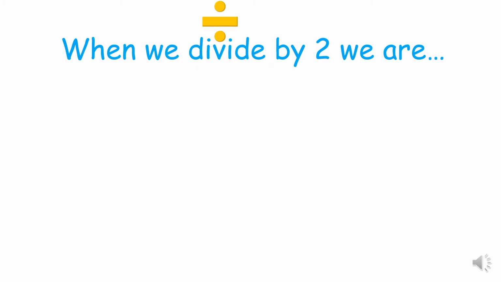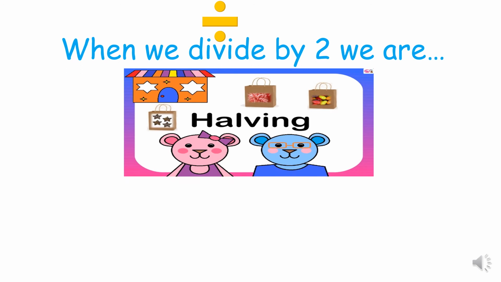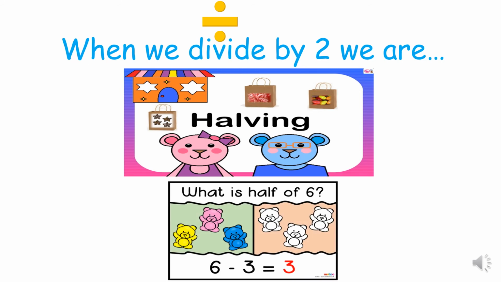Now, when we divide by 2, we're also doing a really special maths trick again. It's not doubling. Multiplication and division are opposites. They are inverse operations. And we know that when we multiply, we are doubling. So what's the opposite of doubling? When we divide by 2, we are halving. I wonder if you know what halving means. So half of 6 is 3. Double 3 was 6. Now half of 6 is 3. When we divide any number by 2, we are halving that number.